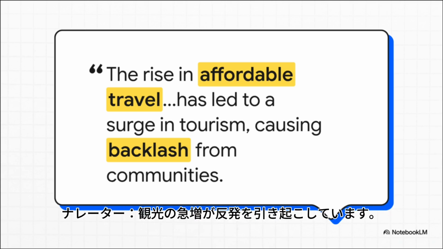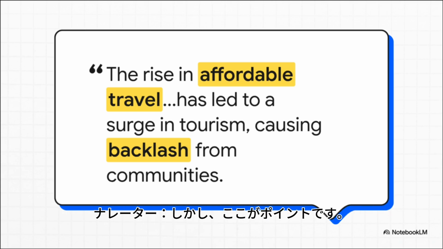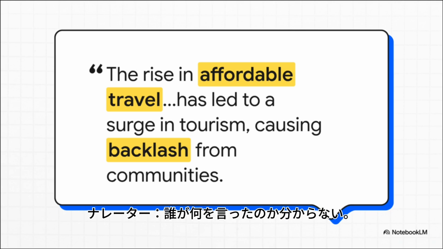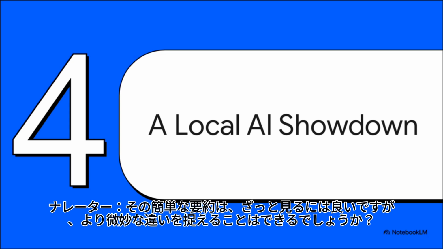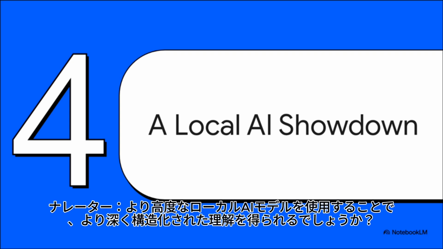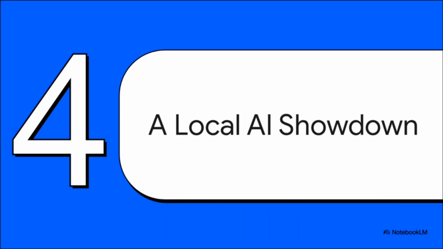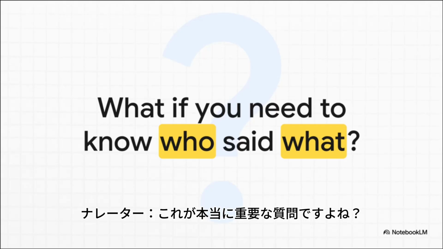A surge in tourism is causing a backlash. But here's the catch. It's all blended together. You don't know who said what. So this sets us up for a really interesting showdown. That simple summary is good for a quick look, but can we get more nuanced? Can we get a deeper, more structured understanding by using more advanced local AI models? Let's find out.